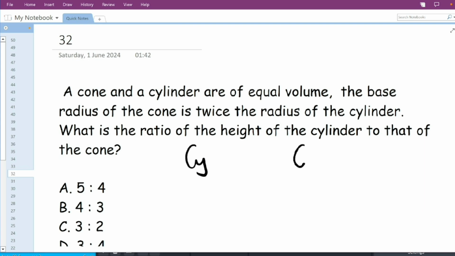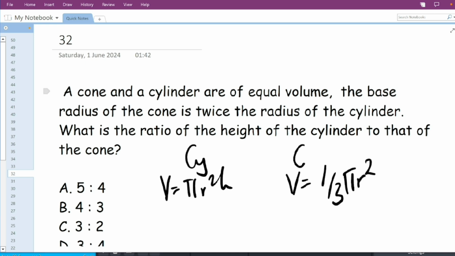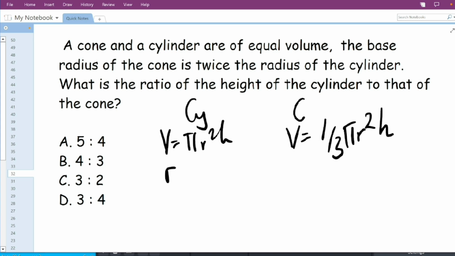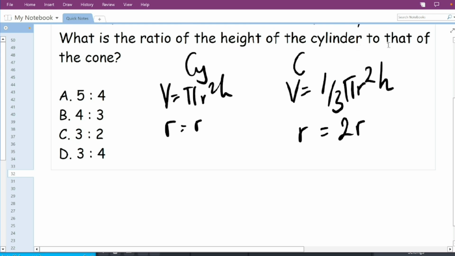So volume for a cylinder is V equals πr²h, and volume for a cone is V equals 1/3 πr²h. The second line says the base radius of the cone is twice the radius of the cylinder. That means if the radius of the cylinder is r, the radius of the cone is 2r. Now it says, what is the ratio of the height of the cylinder to the height of the cone? Now using this second line, we have to reinsert this into this, and our r here is r, so we can leave this as this.